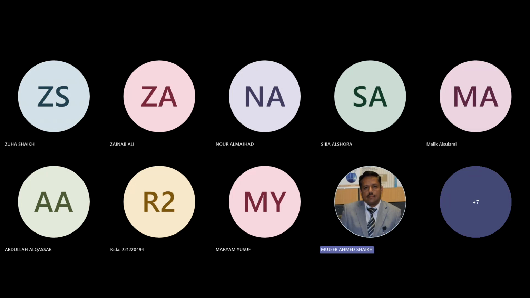Last time, in the last lecture, we saw the introduction to the nervous system in general, the central nervous system and the peripheral nervous system. Today we will discuss the autonomic nervous system.